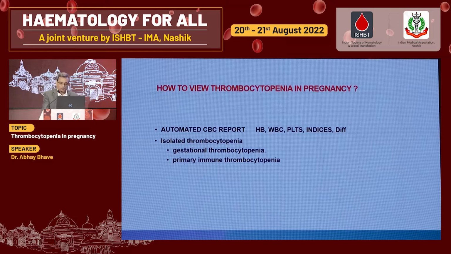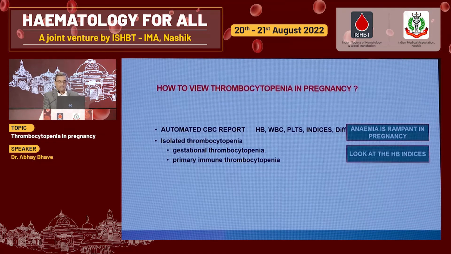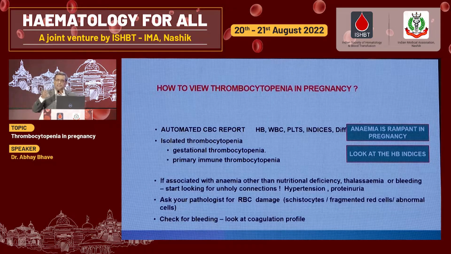You are sorted most of the time. But anemia is rampant in our country, and in pregnancy it affects 60 to 65% of our patients. So look at the hemoglobin indices, and look for regular things such as iron deficiency, vitamin deficiency, thalassemia. Look for all those things. Not that they are causing thrombocytopenia, but don't miss them because they are also important in pregnancy. Don't focus only on platelets.